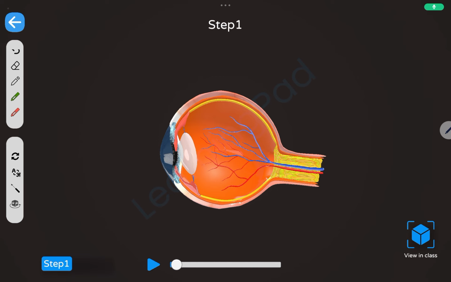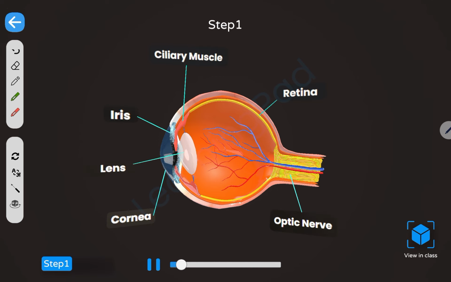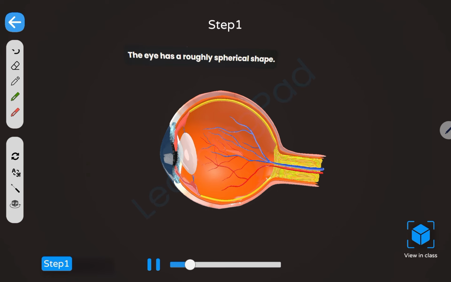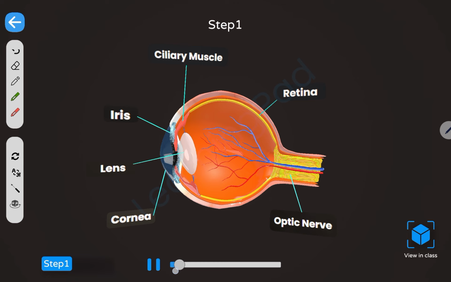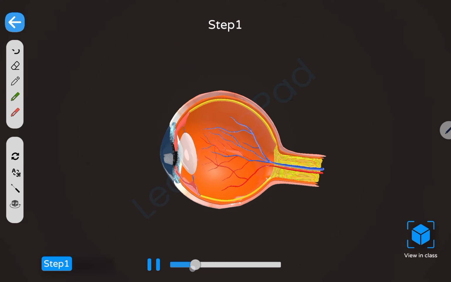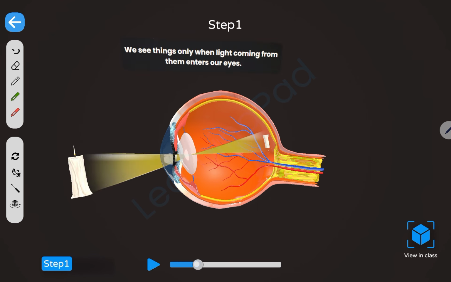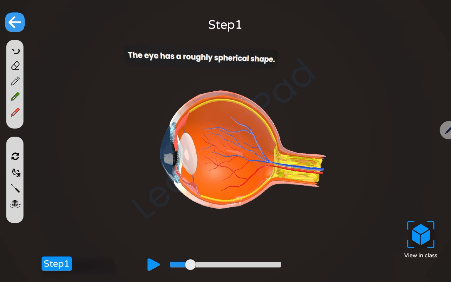This is the structure of the human eye, and these are the parts of the human eye. Those are iris, lens, cornea, ciliary muscle and retina and the optic nerve. As you can see here, the human eye has a roughly spherical shape.